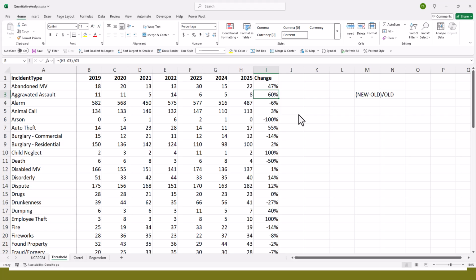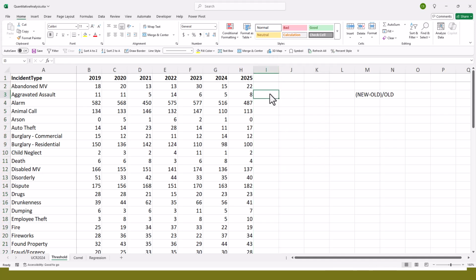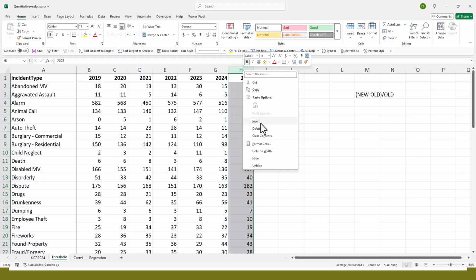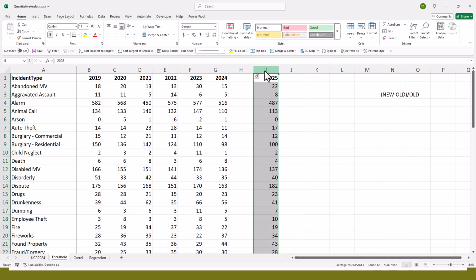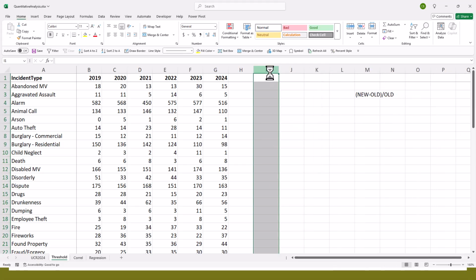What I'm going to do instead is calculate an average. So let's get rid of this change column. I want to calculate an average of these previous years and then compare 2025 to that. Let's compare it to what's normal compared to what's usual. So I'm going to insert a column here between G and H. Actually, let's just go ahead and do 3 columns while we're at it.